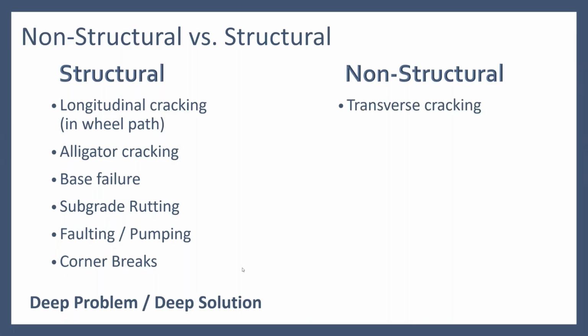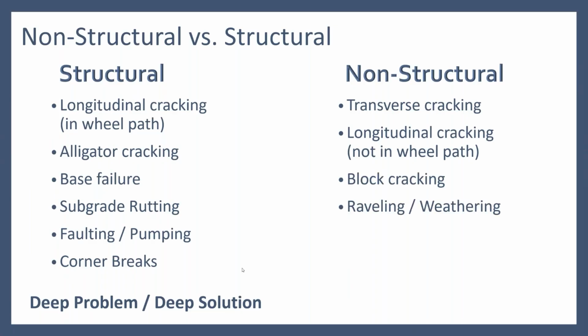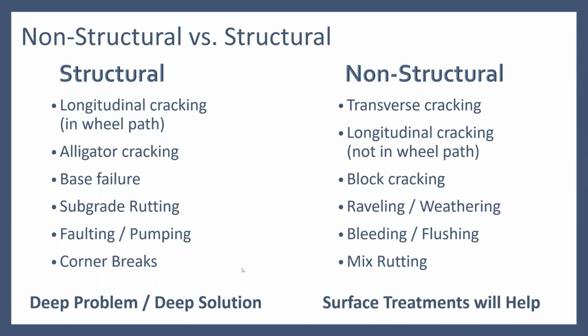But there are also a lot of non-structural things like transverse cracking, longitudinal cracking that's not in the wheel path, block cracking, raveling, weathering, bleeding, flushing, asphalt mixture rutting. And these are the kinds of distresses that surface treatments will help. And those are the less expensive types of treatments.